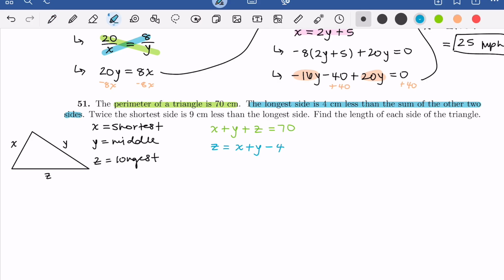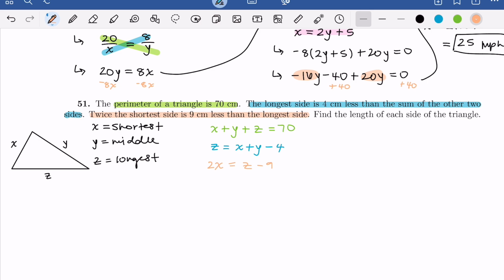And then our last piece of information, remember, if we have 3 unknown values, then we need to have 3 equations to find them. And the last piece is that twice the shortest side is 9 centimeters less than the longest side. So twice the shortest side is going to be 2 times x. And this is going to be 9 centimeters less than the longest side. So it's going to be the longest side of z minus 9. So we have our three equations here.